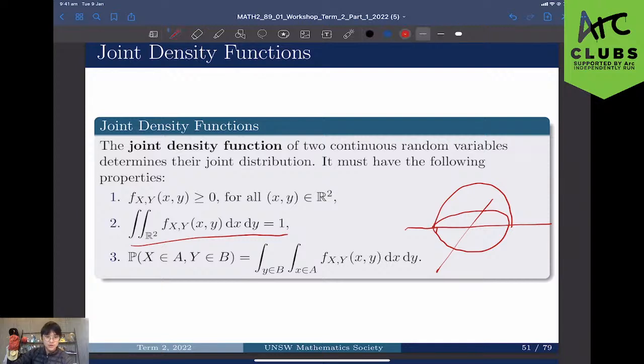And for a certain portion of the values of x and y, so if x is in A and y is in B, so maybe it's like a rectangle, we integrate the joint density function using double integrals. So we'll look at double integrals in just a moment. And also, just like with one variable, the joint density function has to be greater than or equal to 0 for all values.